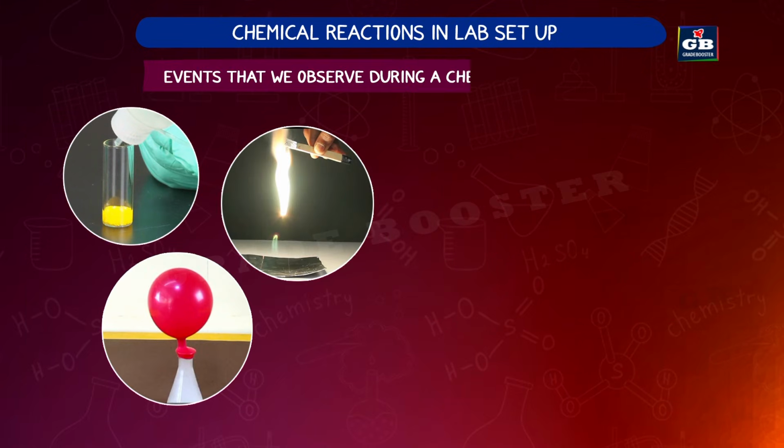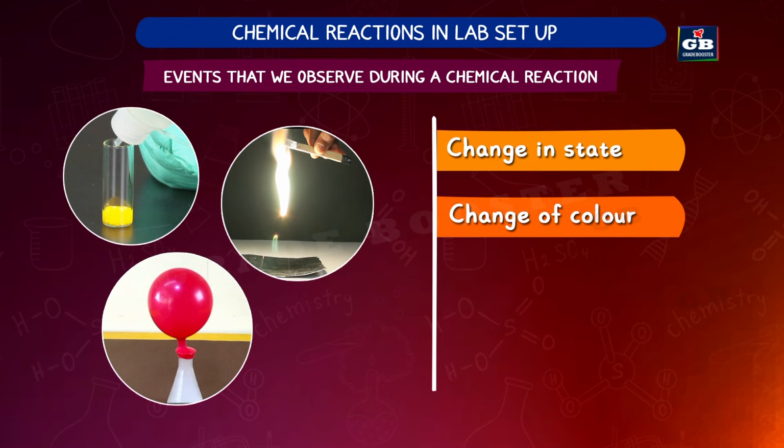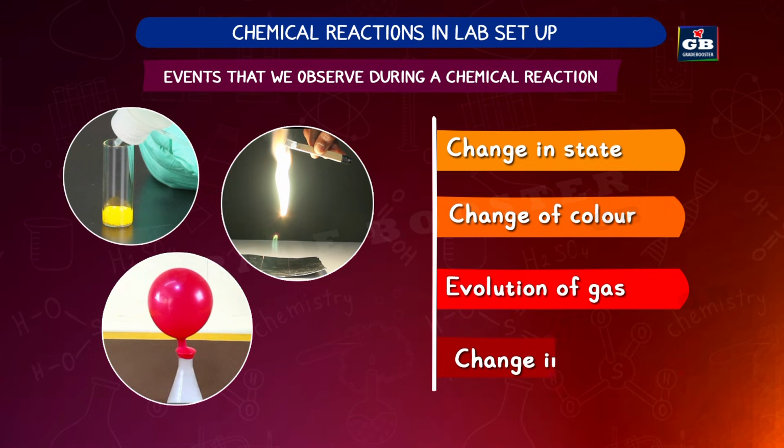In the above reactions, we observed change in state, change of color, evolution of gas, change in temperature. Along with change in chemical nature of the initial substance, we also observe any of these changes in a chemical reaction. So these observations help us to identify a chemical reaction.